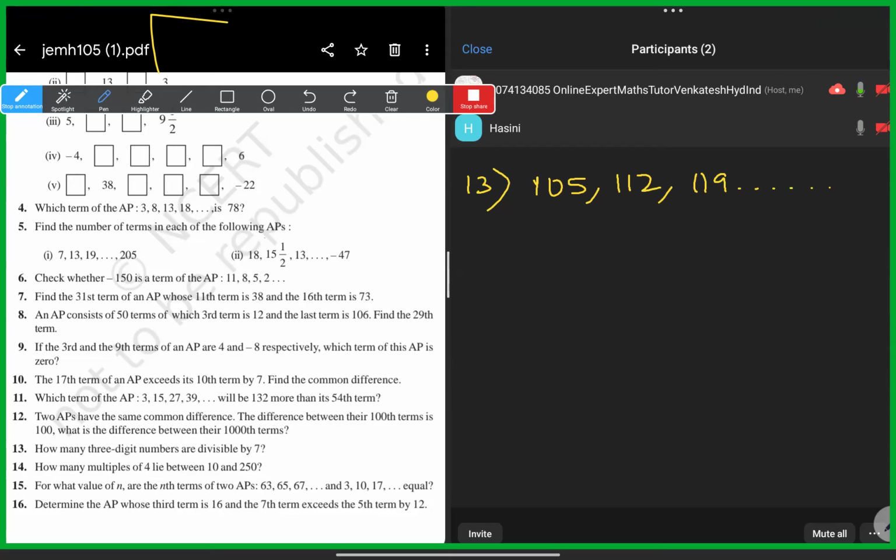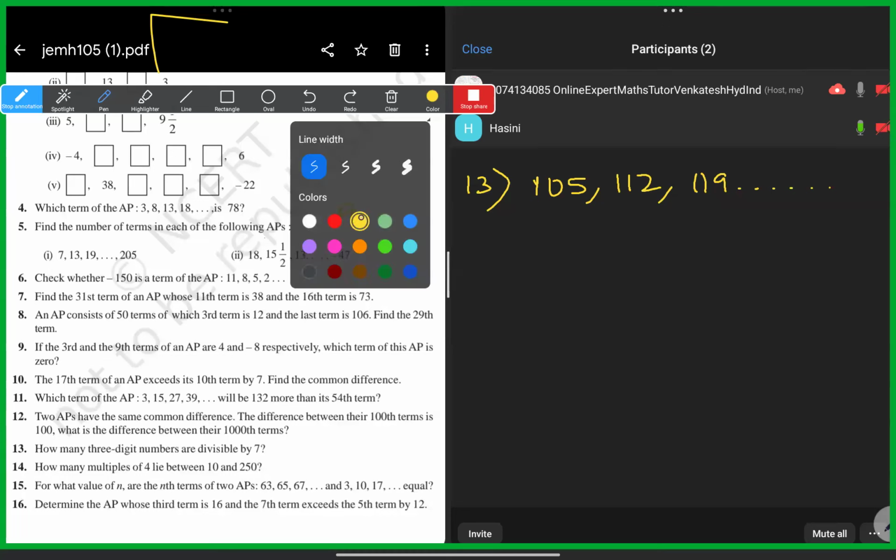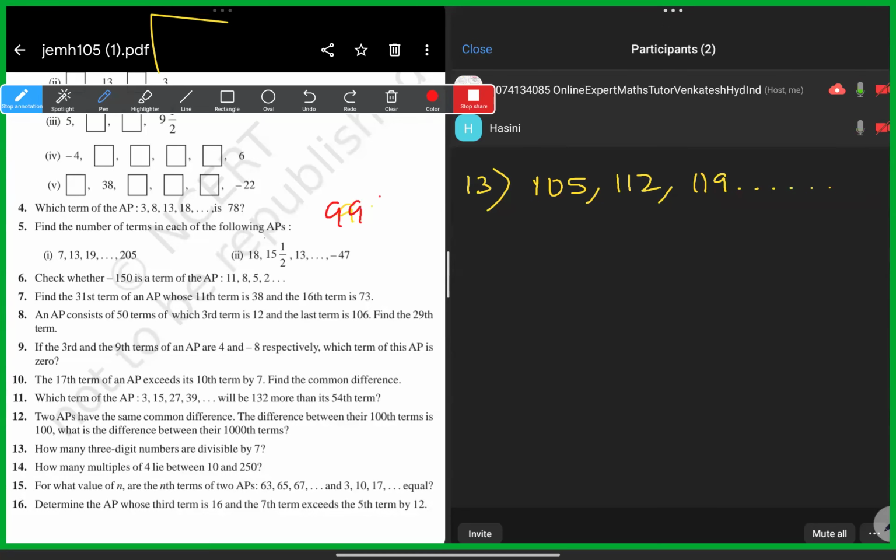So what is the last 3-digit number? The last 3-digit number is 999. We will divide that and check if it goes or not. We got remainder 5. Is it divisible? No, sir.